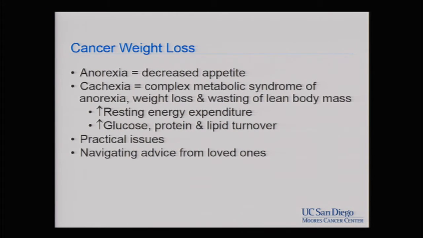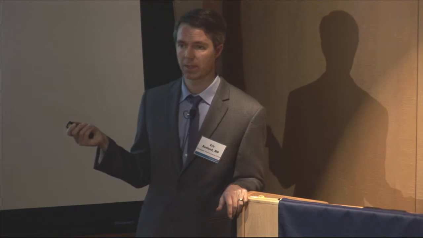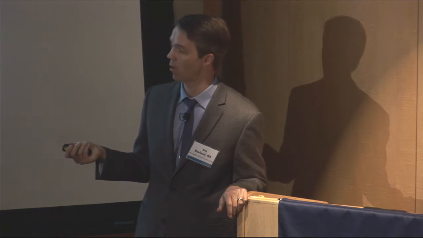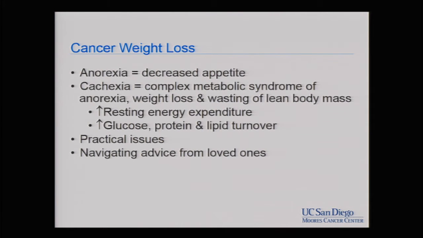Anorexia is decreased appetite. This is not to be confused with anorexia nervosa, which is a totally different thing. Anorexia just means you don't have that desire to eat. It's like at the end of a big Turkey Day celebration, you look at your loved one and you say, here, eat more, and you just can't even look at more food. That's the feeling of anorexia, where you can't even think about food. Cachexia, though, is a complex metabolic syndrome. It changes due to inflammation associated with the cancer, and oftentimes with metabolic changes and hormone dysregulation.